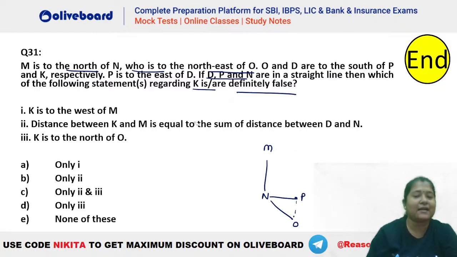Okay. And let's see what else do we have here. We have this information that D is to the south of K. Okay. So D has to be towards the south of K and P is to the east of D.